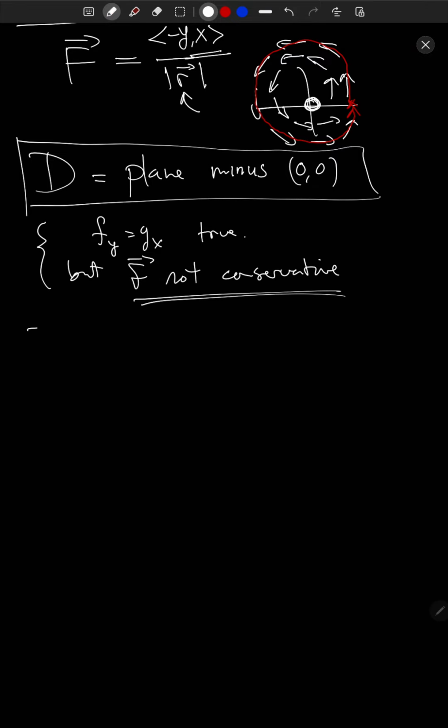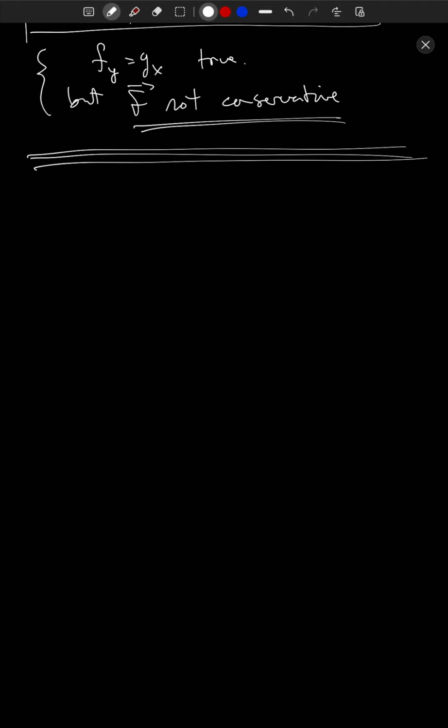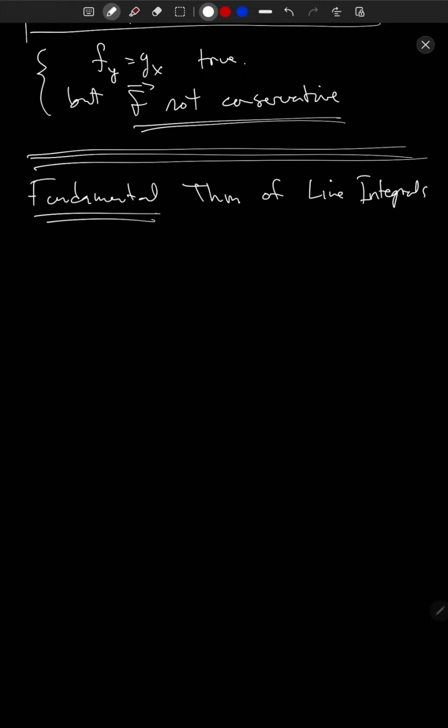Okay, in any case, though, we do have a decent criterion for when vector fields are conservative, and if they are, how to find them. Let's write down now something really important, the fundamental theorem, or at least this is what our book calls it, of line integrals. We're going to be studying line integrals quite a bit next week, so this theorem is going to be really useful for us.